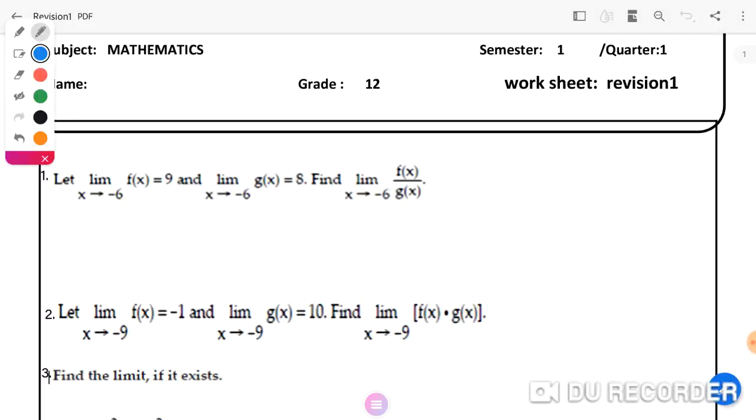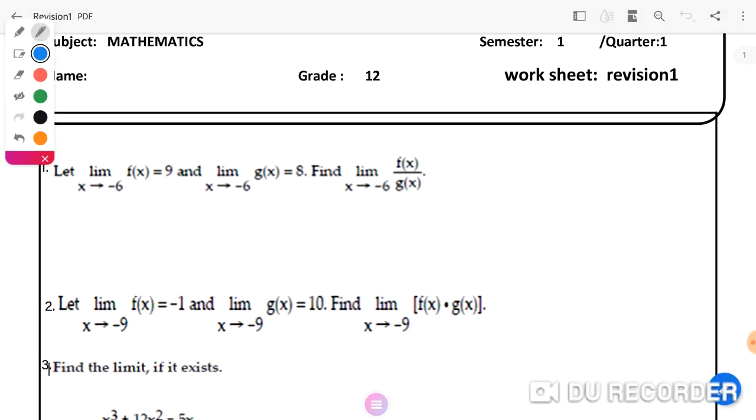I'd like today to revise with you for the monthly test that will be tomorrow, okay? Here is the first question, let's begin. Let the limit f of x when x approaches negative 6 equal 9, and limit g of x when x approaches negative 6 equal 8. Find the limit of the quotient f of x over g of x when x approaches negative 6.